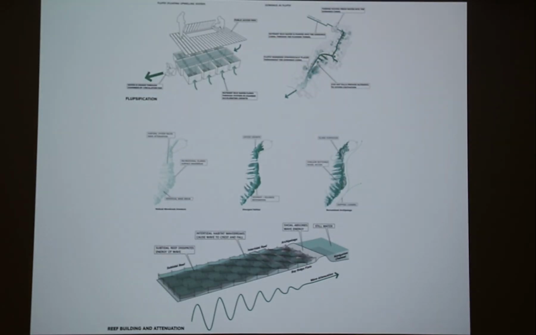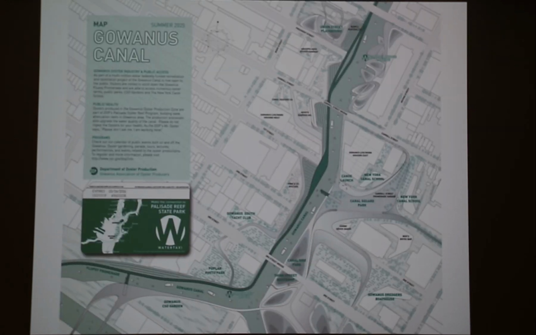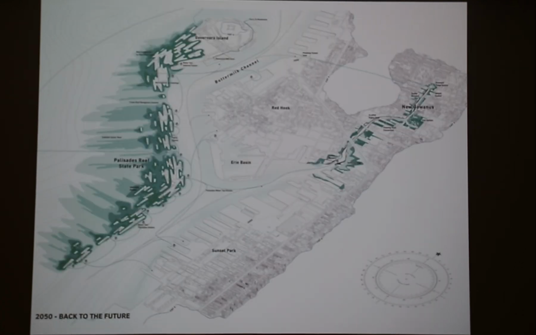So for that, Kate Orff proposes large communities of oysters coming back to New York, to Brooklyn, and starting to occupy the space, to the degree that in summer 2025, we could imagine a state park where the super polluted site is, and by 2050, there could even be a reef, Palisades Reef State Park.